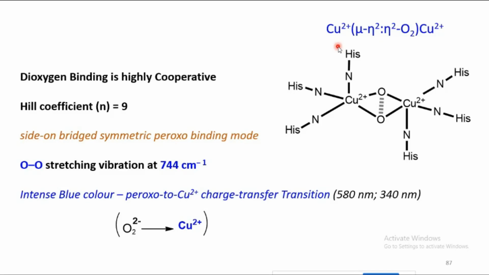So from the color change itself, one can understand that binding of molecular oxygen is taking place. Once the molecular oxygen is bound, what would happen? Here also the charge transfer transition will take place, that is occurring from the peroxide to the copper center. So that will definitely produce color, and the color should always be intense in nature.